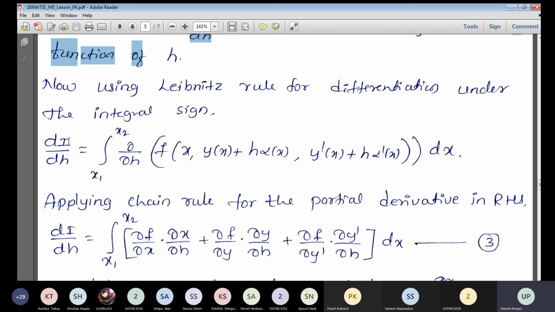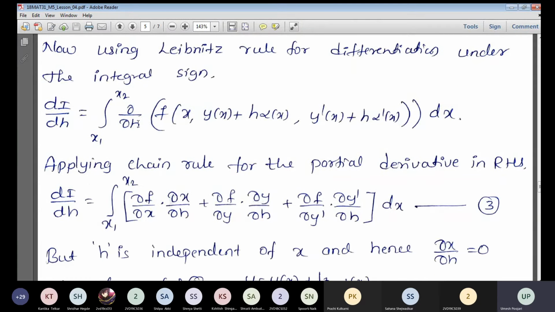So the left hand side is dI by dh, and the right hand side is the integration from x1 to x2 of dou by dou h of f of x comma y of x plus h into alpha of x comma y dash of x plus h into alpha dash of x, and the integration is with respect to x.